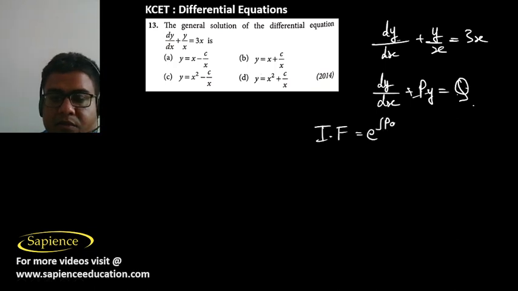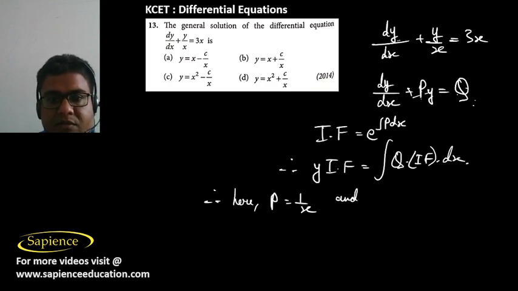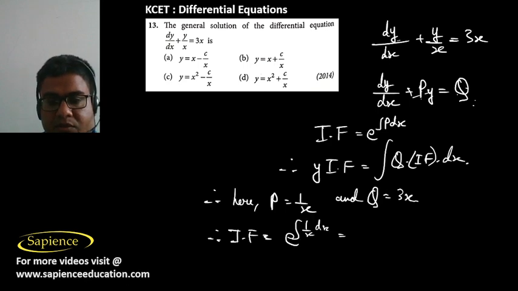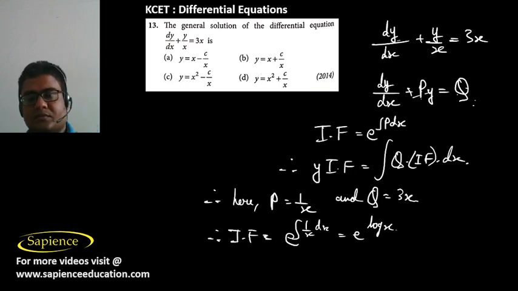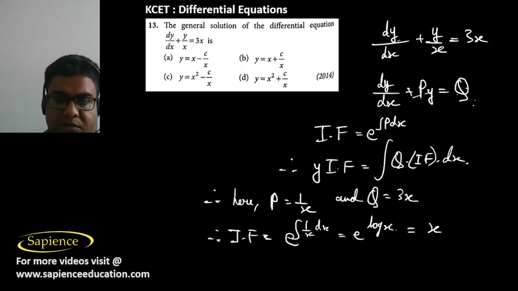Where P and Q are functions of x, the solution is y times IF, that is equal to integral Q times IF dx. Therefore, here function P is 1 by x and Q is 3x. Therefore, the integrating factor is e power integral 1 by x dx, that is equal to x. The integrating factor is x. Now integral Q times IF dx.